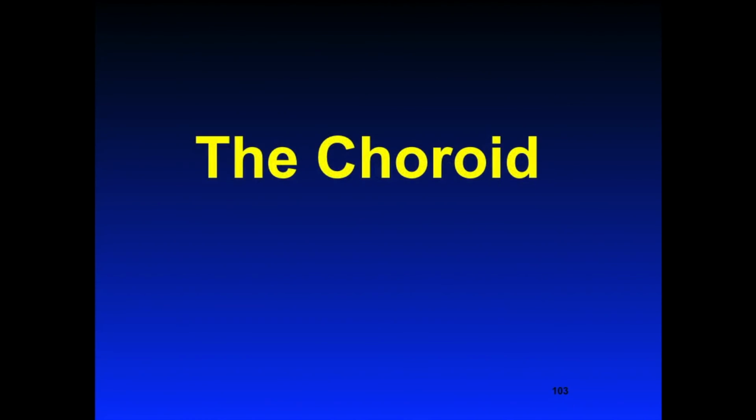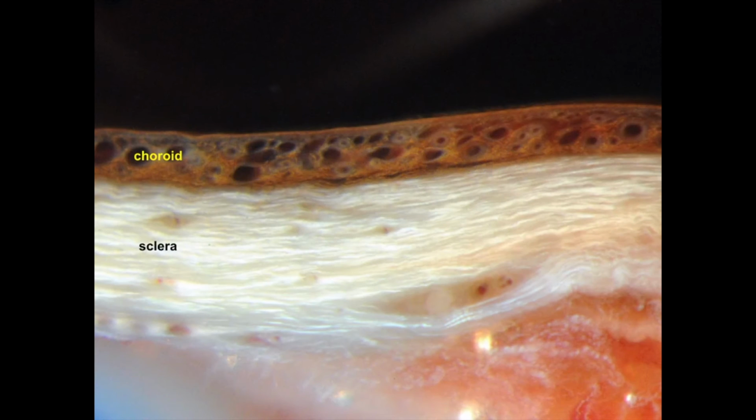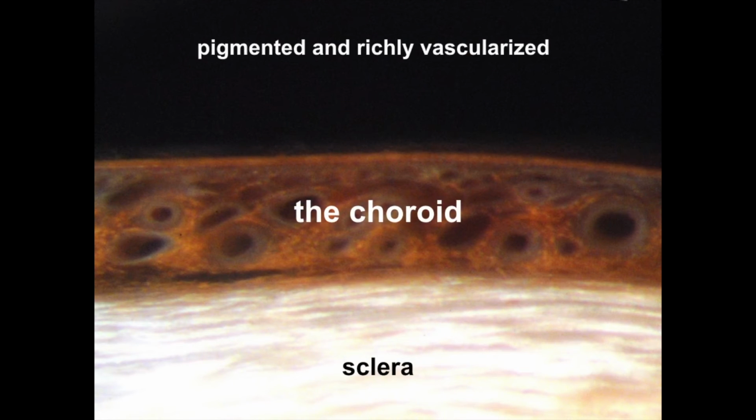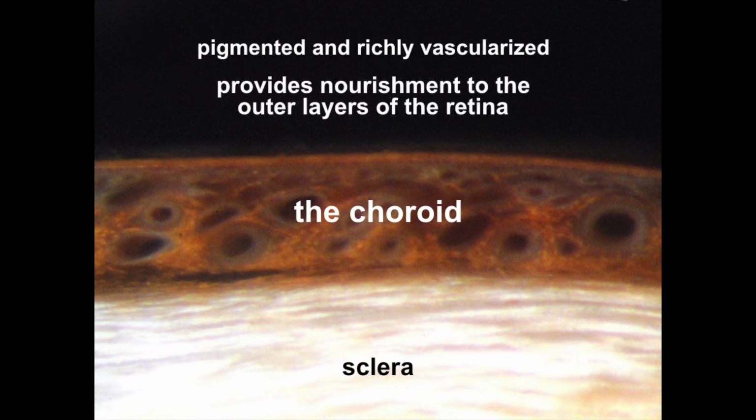The choroid. Bruch's membrane lines the inner surface of the choroid, the posterior part of the uveal tract. The choroid and sclera are seen in this macro photo. The choroid is a richly vascularized layer of pigmented tissue. It provides nourishment to the outer layers of the retina.